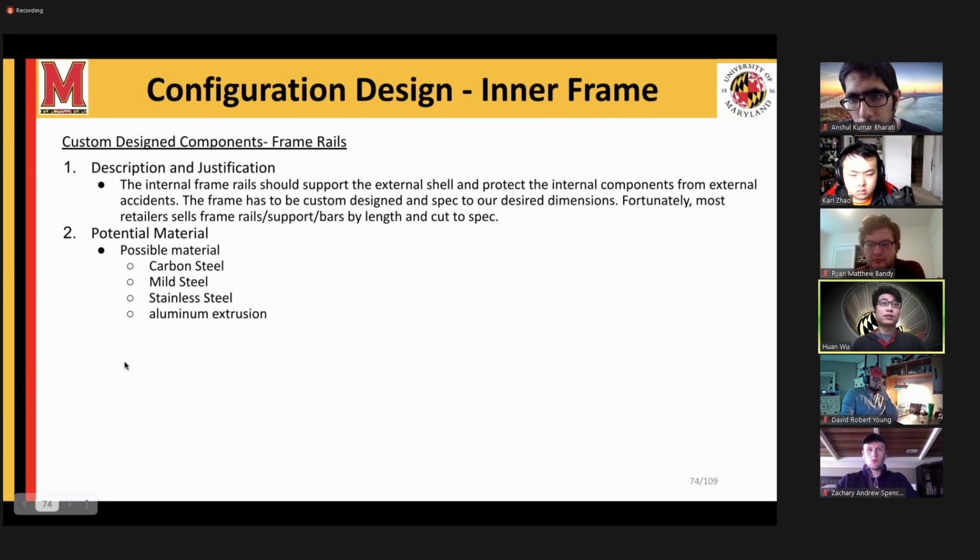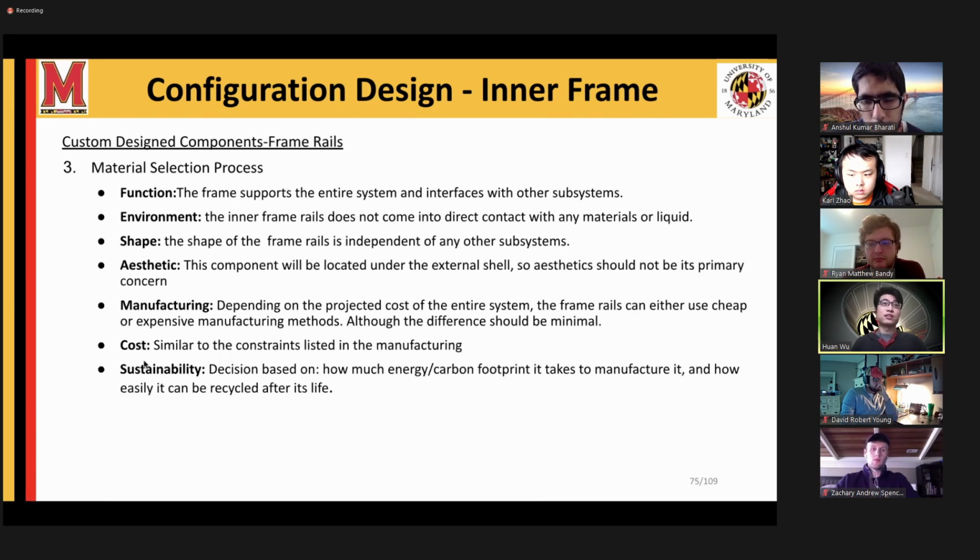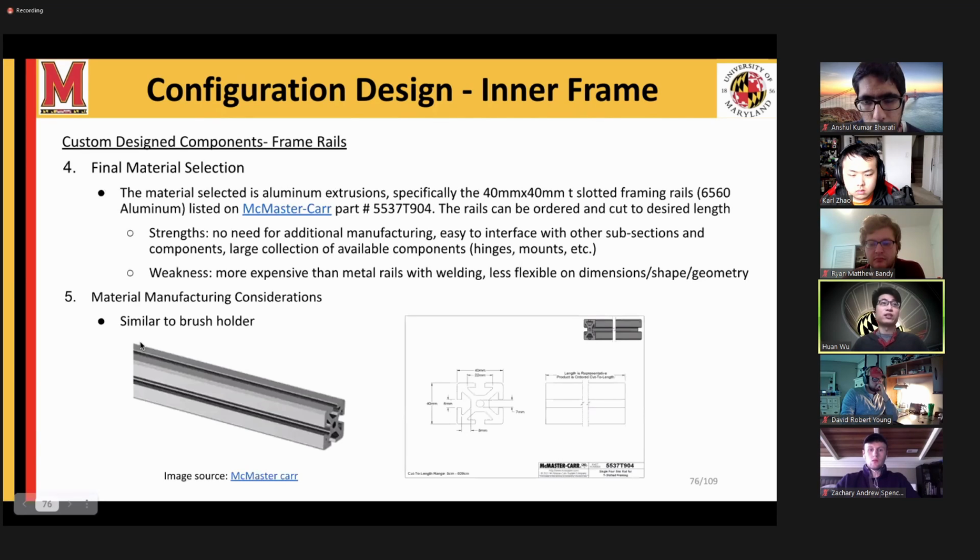location. The only custom design components for the inner frame are the frame rails themselves. These are some of the materials we considered. These are some considerations we made when deciding the materials, and we settled on using T-slot aluminum extrusion. We chose it mainly because of its simplicity and large catalog of readily available components such as hinges and mounts. While we understand that aluminum extrusion can be quite expensive compared to other frame materials, we believe that the benefits outweigh the drawbacks. The aluminum extrusion will be manufactured in a manner similar to the brush holder we mentioned earlier.